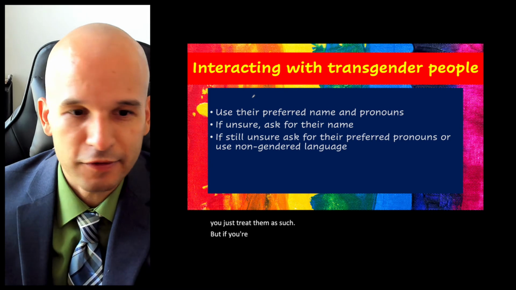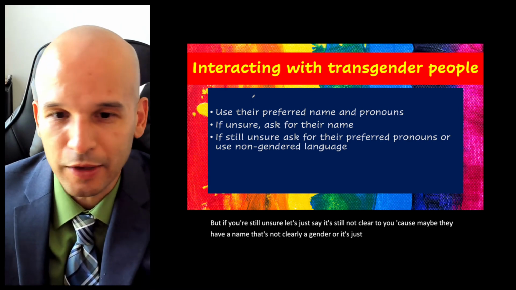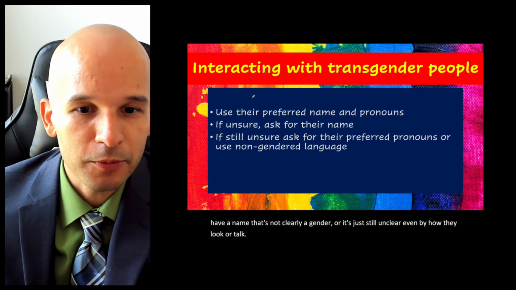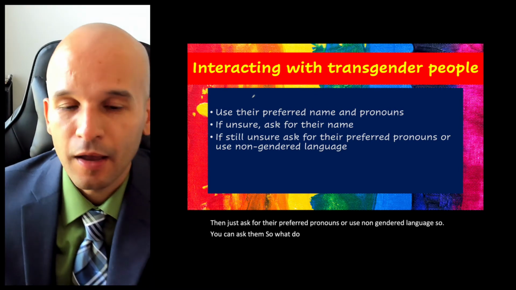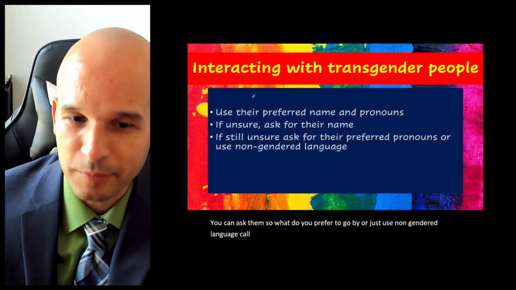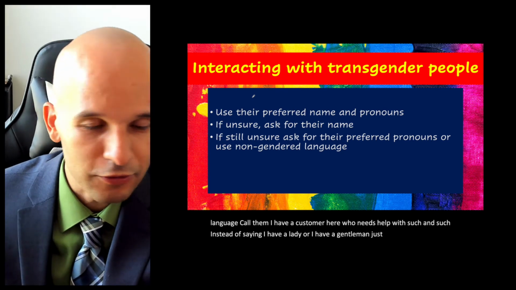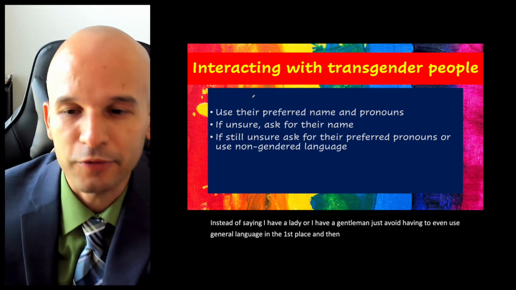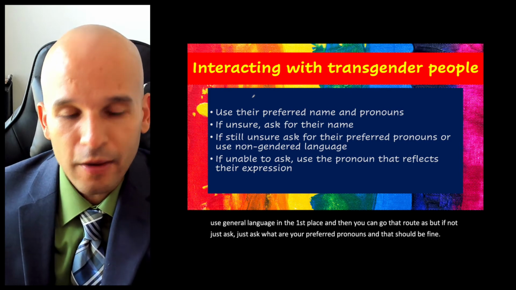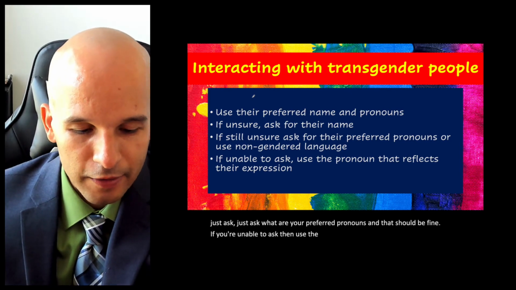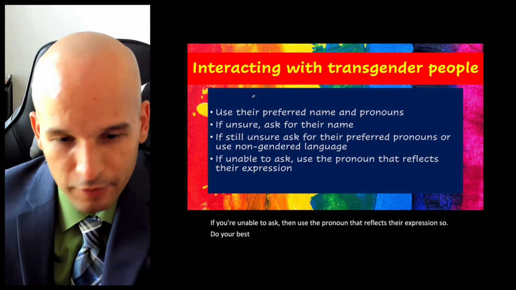But if you're still unsure, because maybe they have a name that's not clearly a gender, or it's still unclear even by how they look or talk, then just ask for their preferred pronouns or use non-gendered language. You can ask them, so what do you prefer to go by? Or just use non-gendered language. Say, I have a customer here who needs help with such and such, instead of saying, I have a lady or I have a gentleman. Just avoid gendered language in the first place. But if not, just ask what are your preferred pronouns, and that should be fine. If you're unable to ask, then use the pronoun that reflects their expression. So just do your best and just ask if you can.